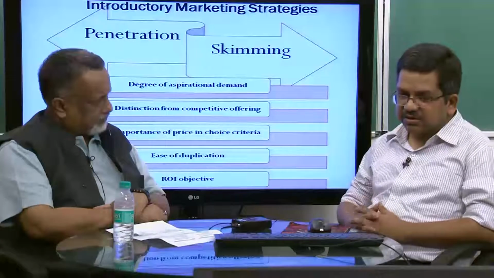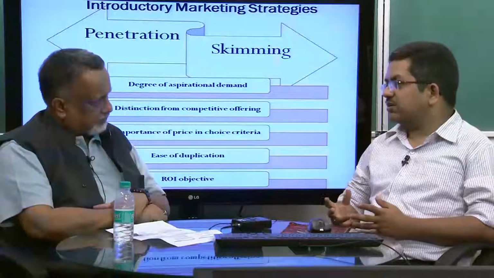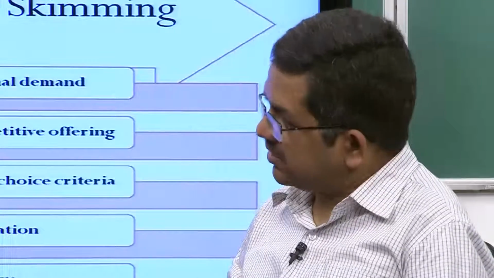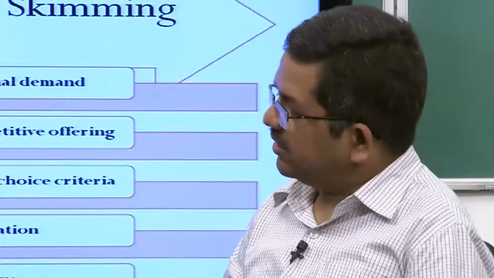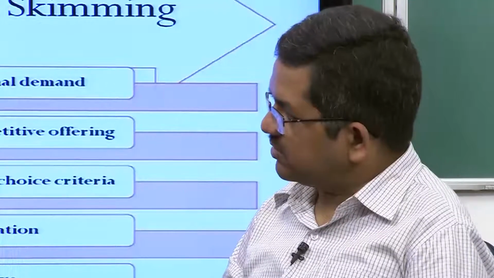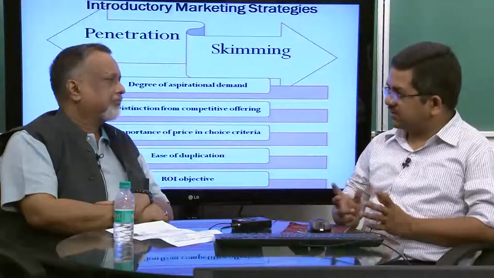The third thing is the importance of price in choice criteria. If price is not a very important thing, then probably penetration is better, because if you take the price beyond a point, that threshold, customers will probably not purchase the product because of the higher pricing. The fourth thing is ease of duplication also.